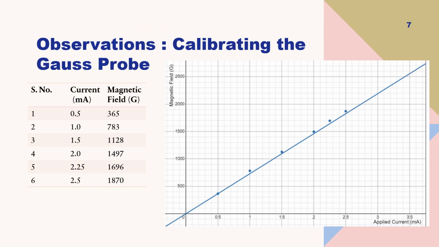So here are the observations for calibration of the Gauss probe. We can see that there is a linear relationship between the applied current and the magnetic field with the help of this graph. So we can see that the Gauss probe has a linear relationship.